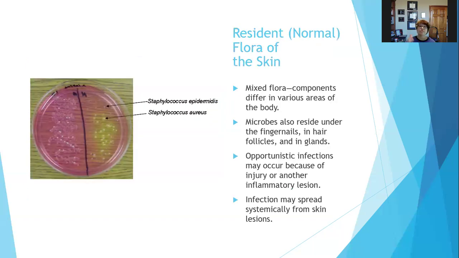As we talked about in the infection chapter, we have our normal flora, our bacteria that basically take up space in our body so other bacteria can't get in. On the skin, we have two main ones, Staphylococcus epidermidis and Staphylococcus aureus. Staphylococcus aureus is also in our respiratory mucosa, and Staphylococcus epidermidis tends to be right on the skin.